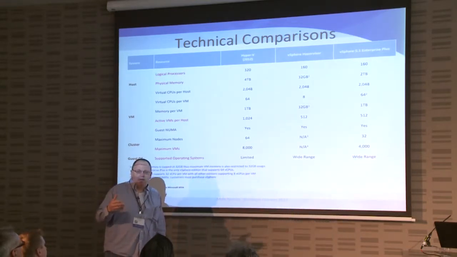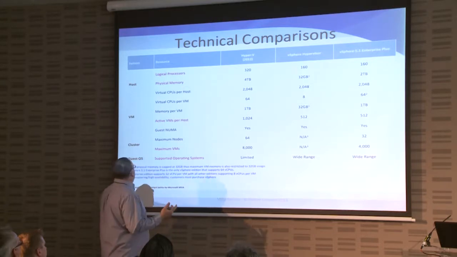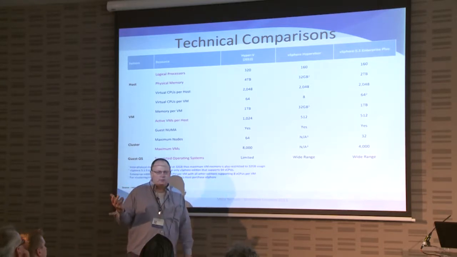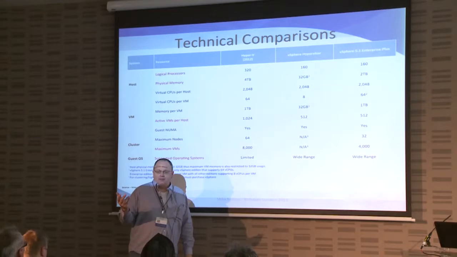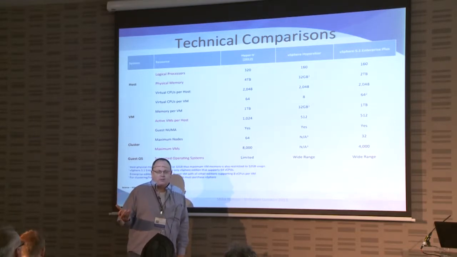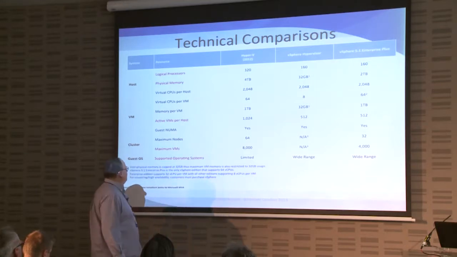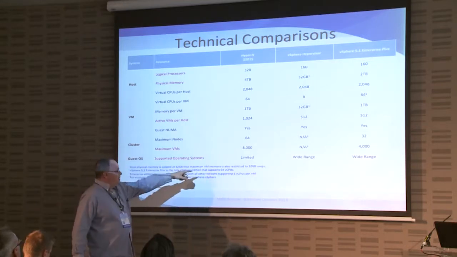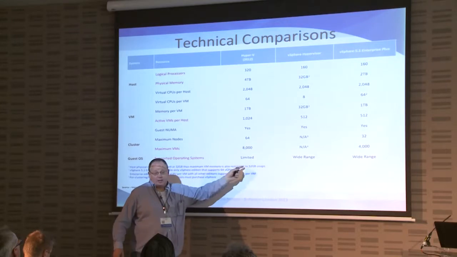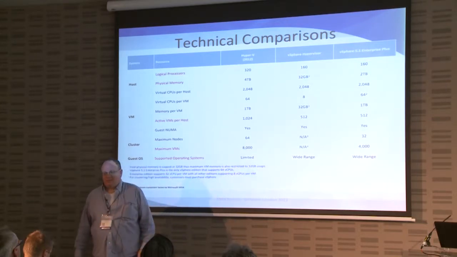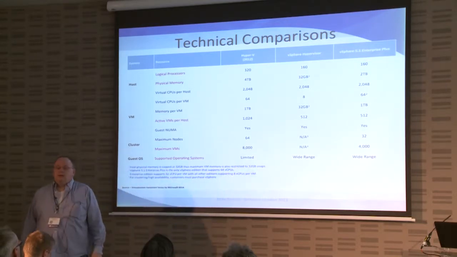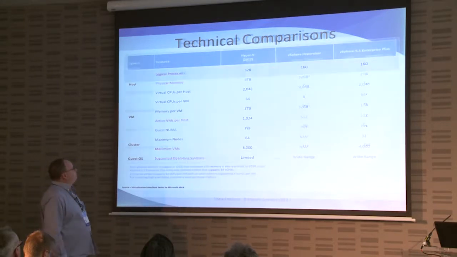I mean, you can have what, 64? I don't even have it on this slide. You can have 64 nodes per cluster now, I believe. Think about it, 64 hosts divided by 8,000. That's crazy. And then supported operating systems. This is where Hyper-V gets killed. Just whacked. And I'll go through some of that.